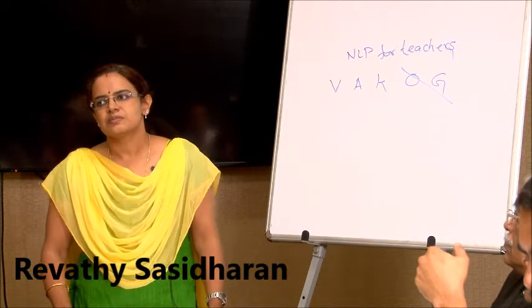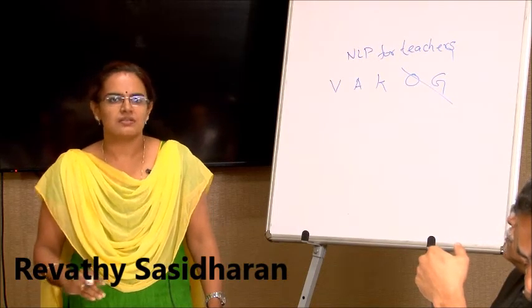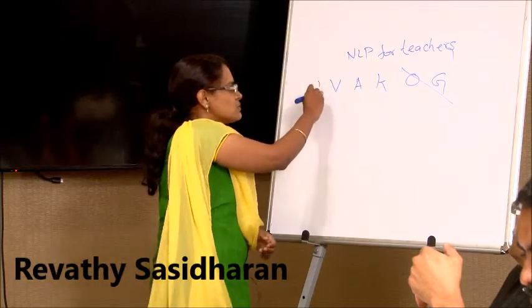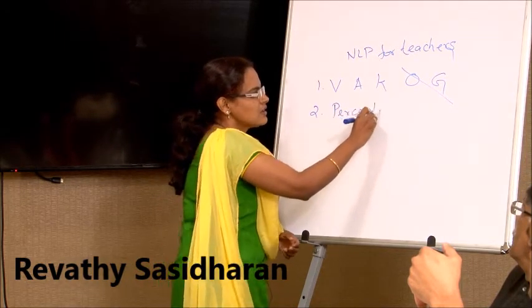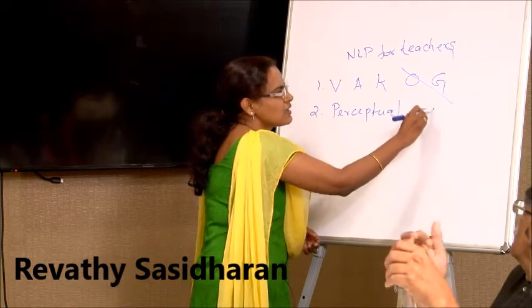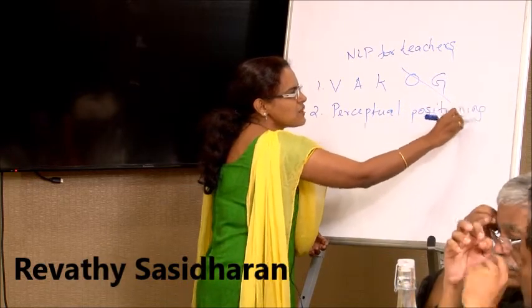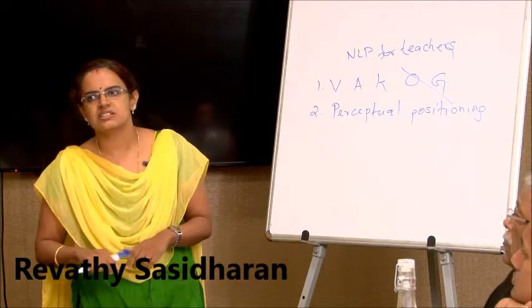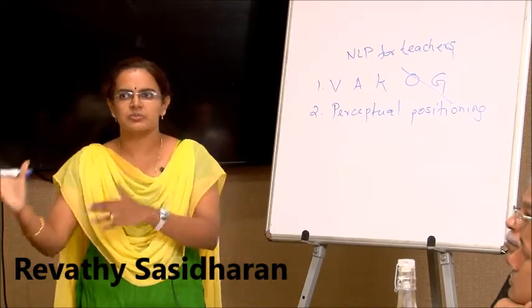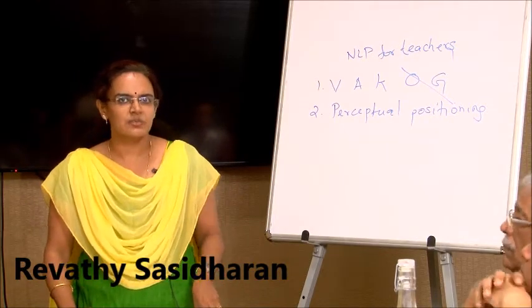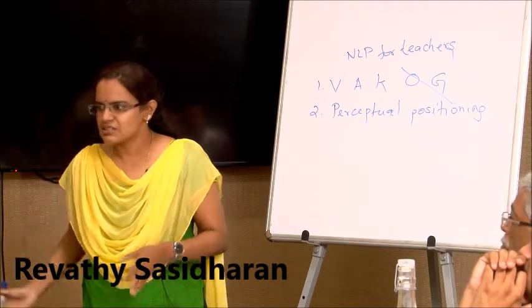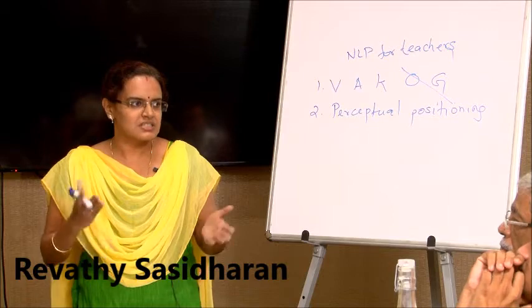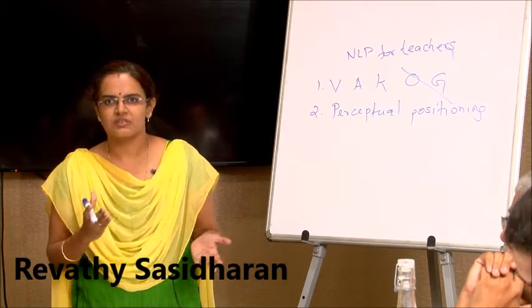Now the next thing: this was representational style. Next is perceptual positioning. Sometimes it becomes absolutely necessary for teachers to make her students look at different perspectives. Like sir said, we can choose 3 different students having 3 different opinions and make them sit in 3 chairs. You can ask them to do the exercise which we did here.